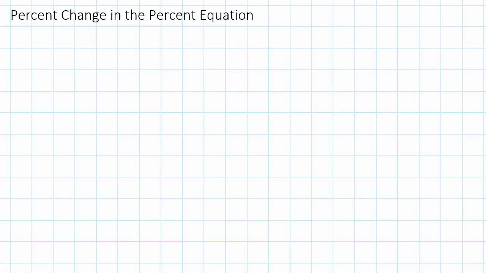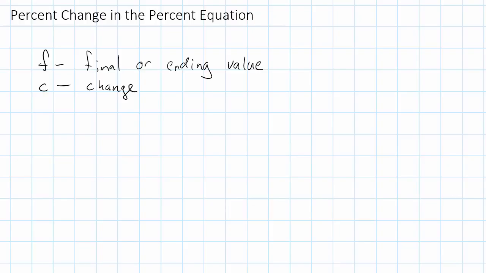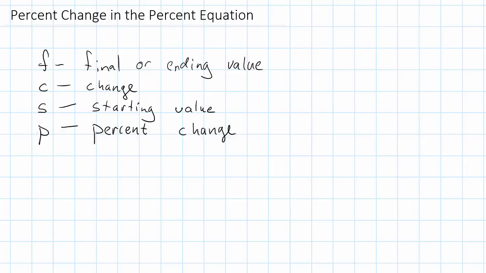Alright, in working with percent change, we have 4 variables, 4 quantities we might be interested in. They are f, the final or ending value of our quantity, c, the change in our quantity, s, the starting value of our quantity, and p, the percent change.